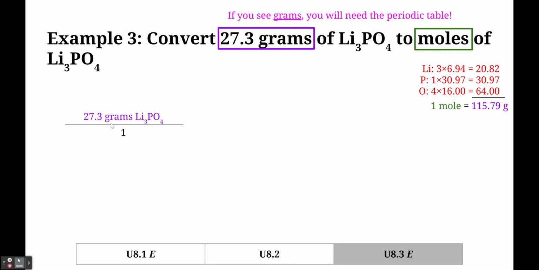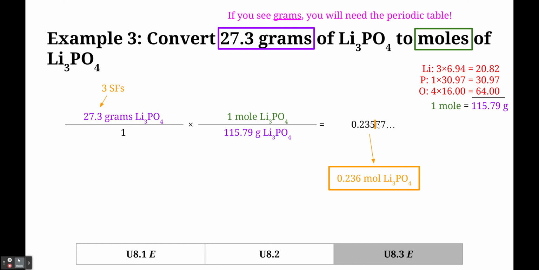So I started with 27.3 grams on top. So I put my conversion factor, grams goes on the bottom. So I use that 115.79 grams on the bottom. And I go to moles on top, which is what I want. So here I can do my math again, and I get 0.23577. Check sig figs. I have 3 sig figs on the first number here. So when I find my cutoff point, there's my 3rd sig fig. Next number is a 7, so I round it up. So my final answer is 0.236 moles.